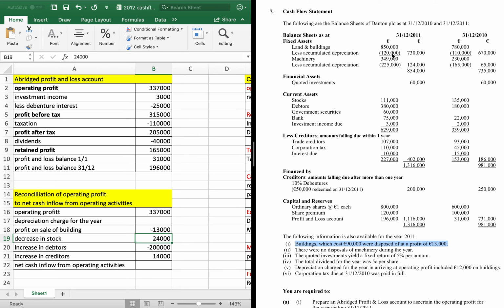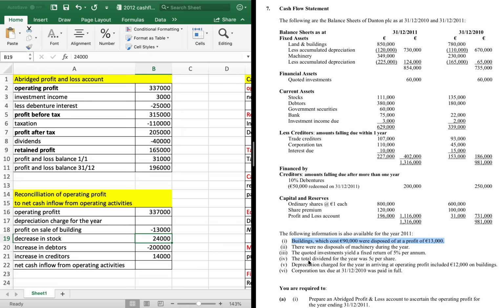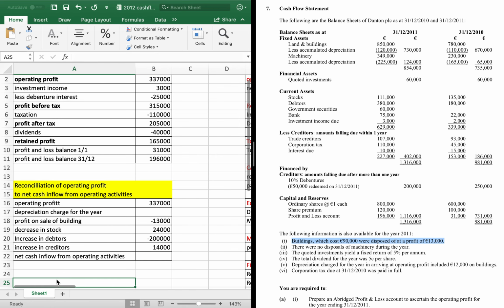But you have to remember we've sold a building, so therefore we've sold its depreciation. So the depreciation for the year will not be the difference between those two. It's going to be more than that. Now it may tell us at the bottom how much the depreciation is, or you may be given the information to work it out. So let's go down and have a look. We're told the buildings were sold at a profit, and then if we go further down, depreciation for the year and arriving at operating profit includes 12,000 on buildings. So the depreciation on the buildings is 12,000. Okay, now you might be able to tell me.